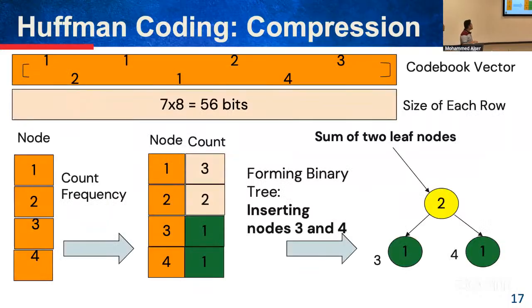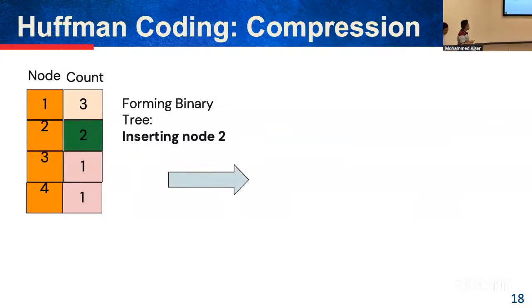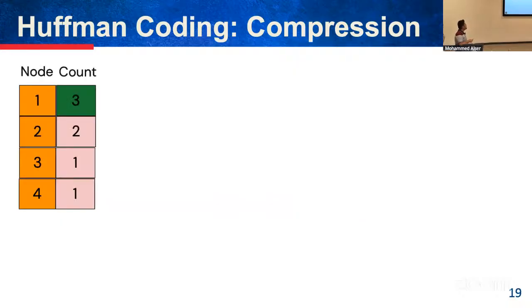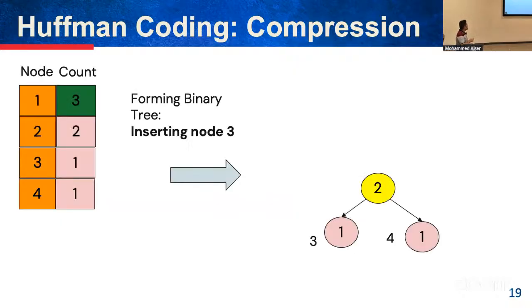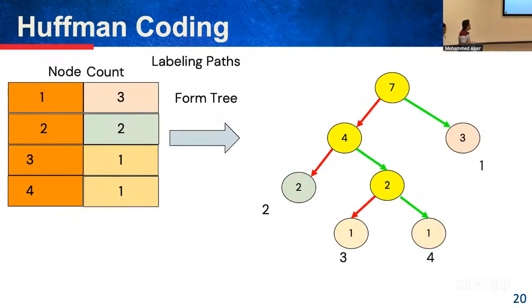So in Huffman coding we need to form a tree. We first insert nodes 3 and 4, and the parent node is the sum of the counts of each node, so 1 and 1 gives 2. Go next. Now we are inserting 2. Similarly, we add the parent node after 2 and 2, which is 4. Then now we insert 3, and this is the complete tree. 4 and 3 gives 7. So this is the complete tree.